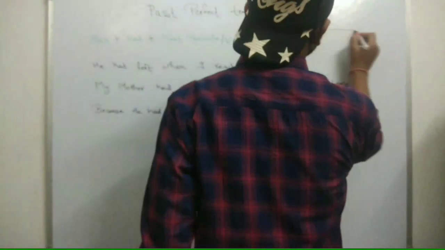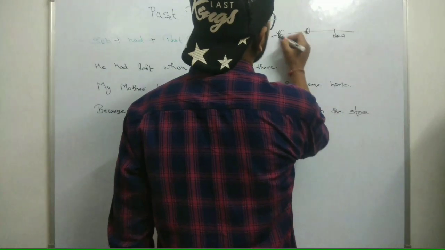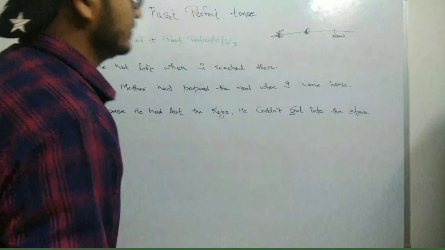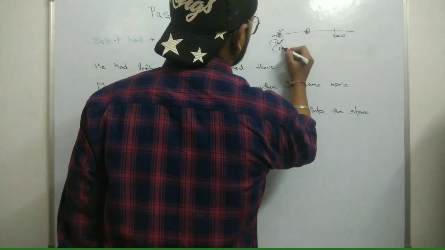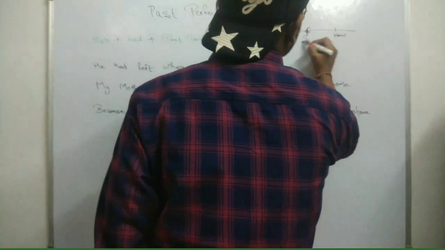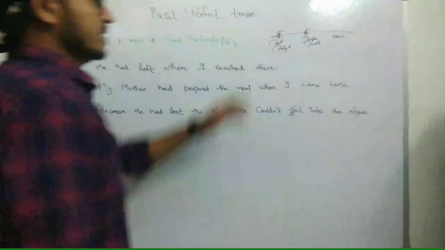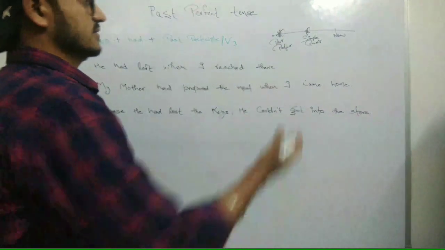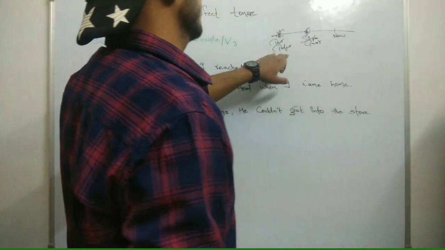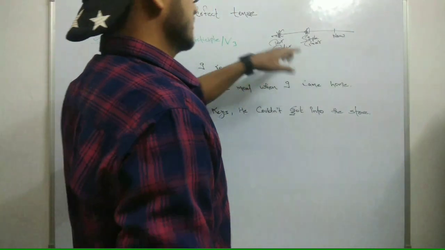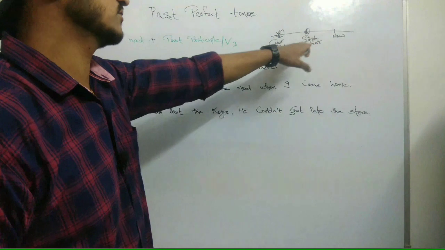So this is our timeline. This is our present, now. This is one action that happened in the past. This is another action that happened further back in the past. In time, the action that happened first is in the past perfect, and the action that happened later is in the past simple. Alright. And both these actions are past actions because both of them are in the past. Our past perfect tense is basically the past of the past, because it refers to an action that happened earlier than this action which is already in the past, alright?